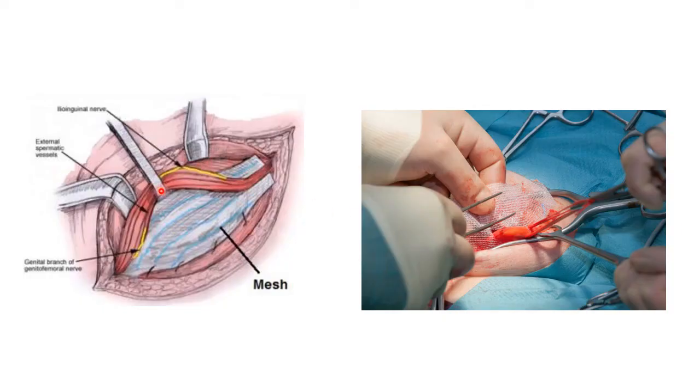This is an open mesh repair. This is the spermatic cord, which is retracted away to expose the posterior wall, and here is your deep ring. So there's a mesh placed in the posterior wall covering the deep ring as well, and this is then sutured all around. This reinforces and strengthens the posterior abdominal wall and prevents further recurrence of the hernia. This is a mesh.